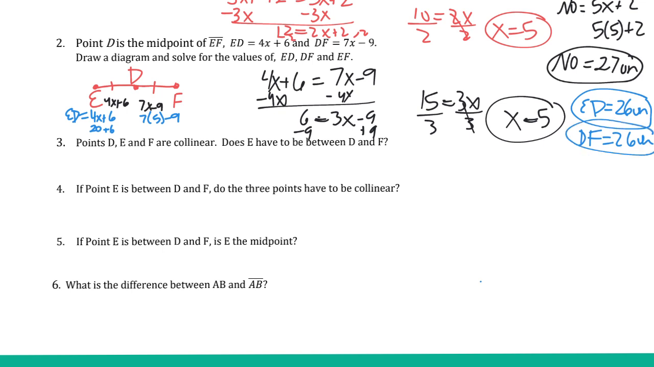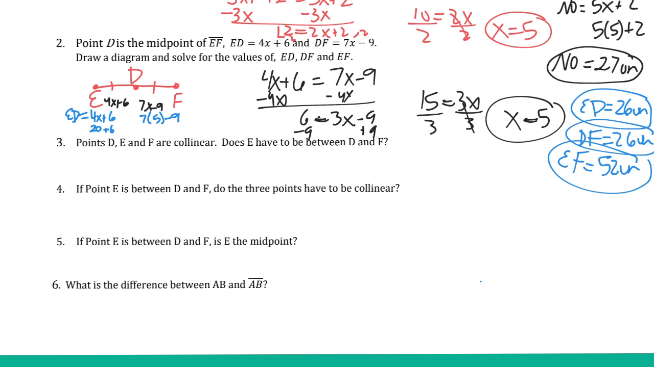And how would you find the length from E to F? Well, the sum of the two parts, ED and DF together, is going to be 52 units. And that would be equal to E to F. So the measure of EF is 52 units. Look at us. We are getting stronger and smarter every day. Okay, let's check the next one.